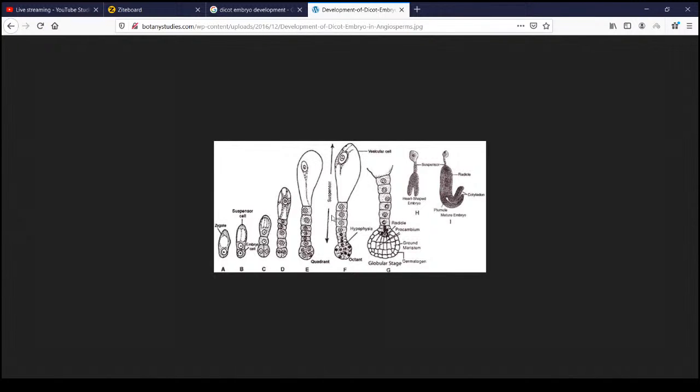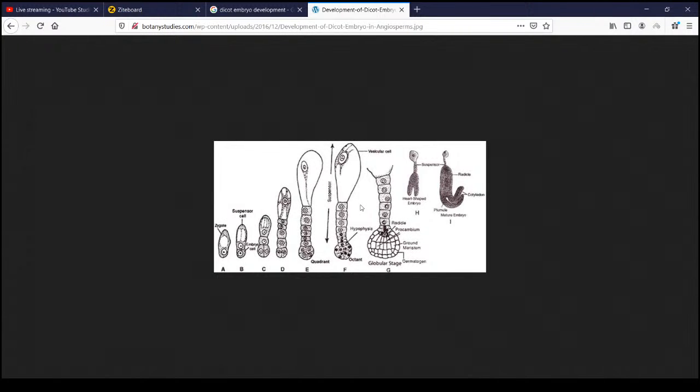Now transverse division will begin like this, horizontal. Earlier vertical was happening here. Now transverse division has started to happen. The switch from 4-cell to 8-cell stage means transverse division started happening. Very, very crucial here.